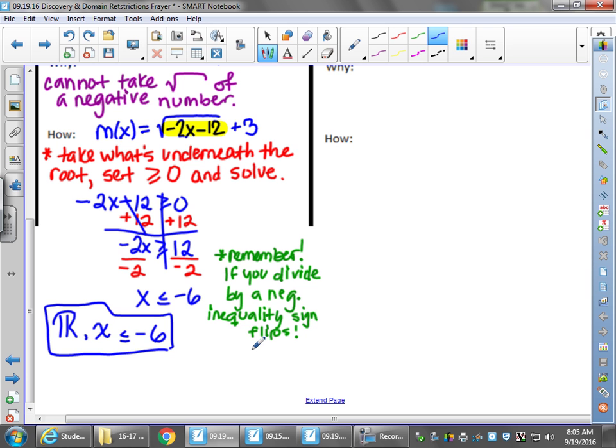How do we match? We don't match? We do? Who matches my answer? Yes. So for any even root, square root, fourth root, sixth root, you take just what's underneath the root, greater than or equal to 0, and solve. Now this one I threw in our negative so we can remember, if you divide by a negative, the inequality sign does need to change directions. Yes. Inequality sign flips.